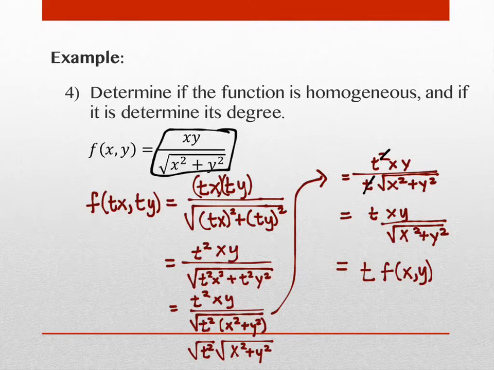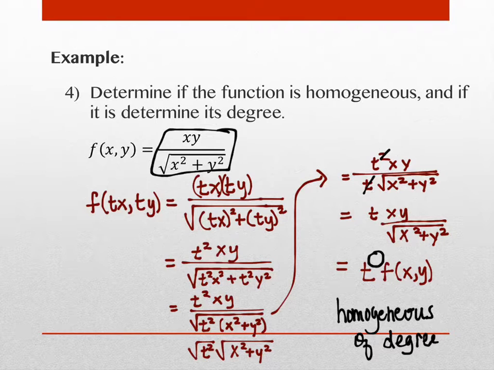The other question the direction asked then was to do what? The degree. And it's 1. It's asking you what is the number up here, what is the exponent on t? And in this one it's 1 because we don't have anything written, so it's an understood 1. So this is homogeneous of degree 1.